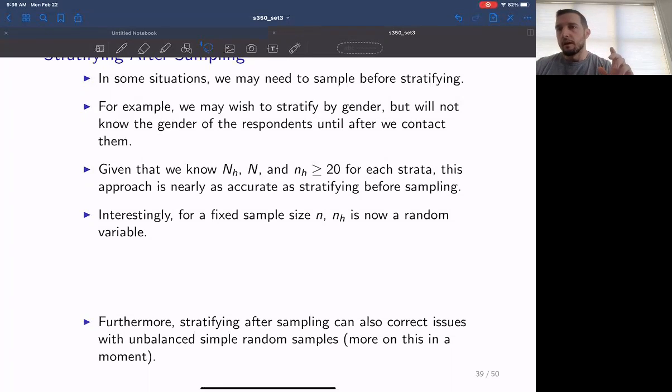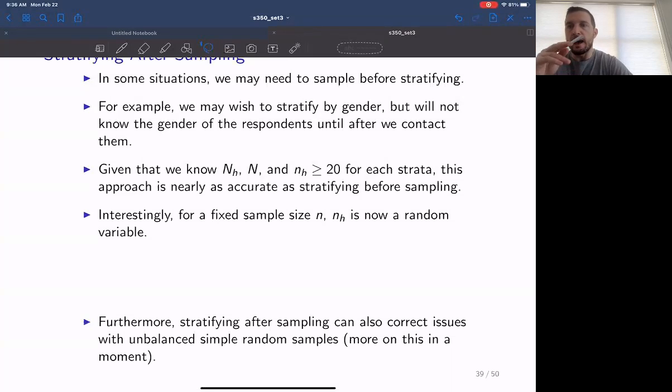Okay, so you collect the SRS, you go through and you assess each of the individuals in the SRS. You record the measurement of interest, but you also record the gender, for example. You notice that after you collect the simple random sample, the genders aren't quite even, which you would expect them to be for the population to be representative. So maybe you have like 25% female and 75% male, for example.